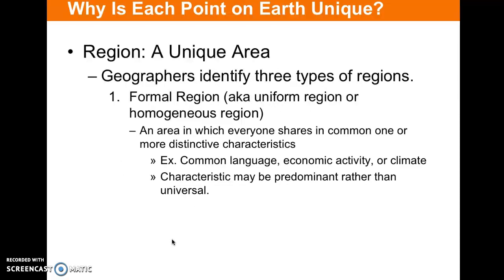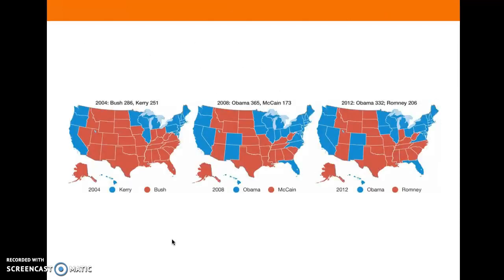So there are three types of regions. The formal region, which is also called a uniform or homogeneous region, is an area where pretty much everyone shares a common characteristic. So common language, economic activity, or climate. This characteristic is often predominant, not universal. And these are usually formal boundaries. So in the case of the United States, each of our states is a formal region, right? A city within a state is a formal region, or a county.